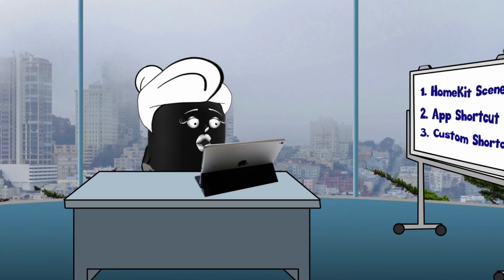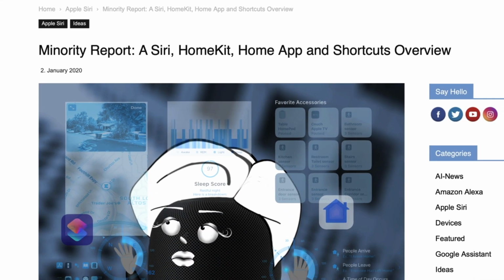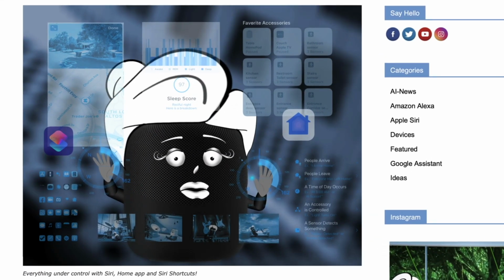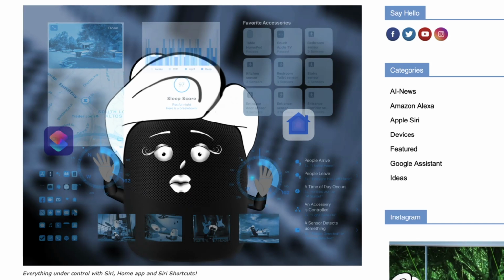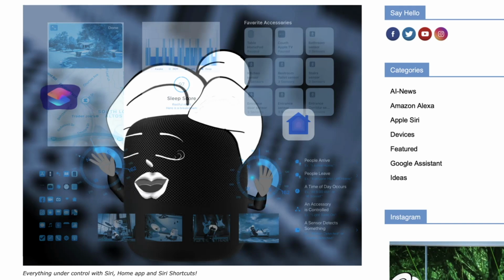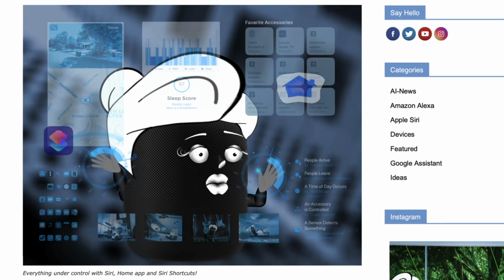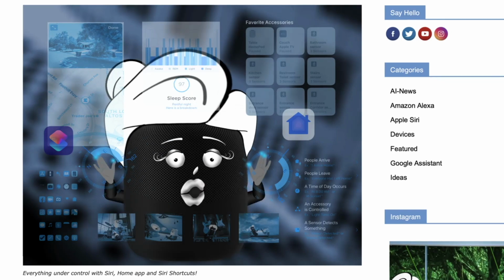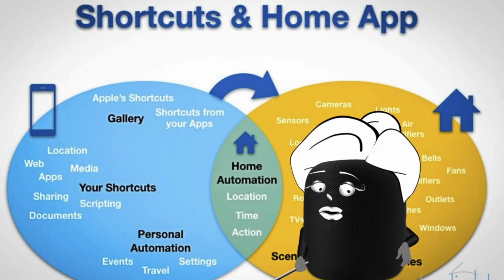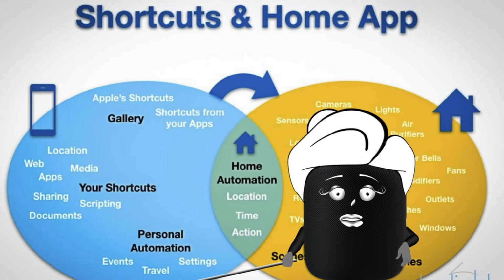For a quick overview of my Home and Shortcuts app, let's have a look at smartandlight.com. Cool picture, isn't it? So, here you see my two apps, which we will need to create the magic. At the right, your left, you see my Shortcuts app, and at the left, which is your right, you see my Home app. Let's scroll down for a better overview.